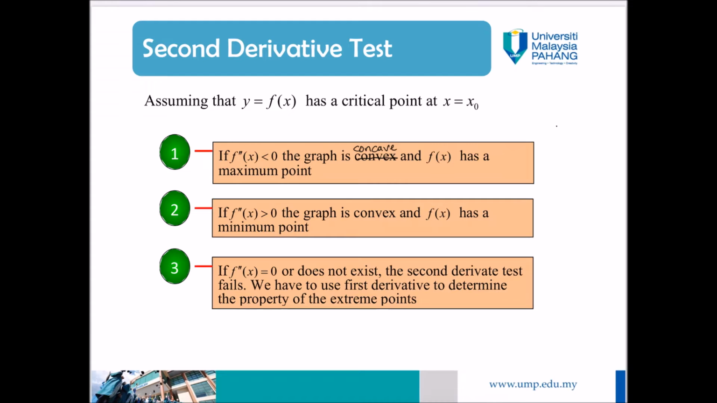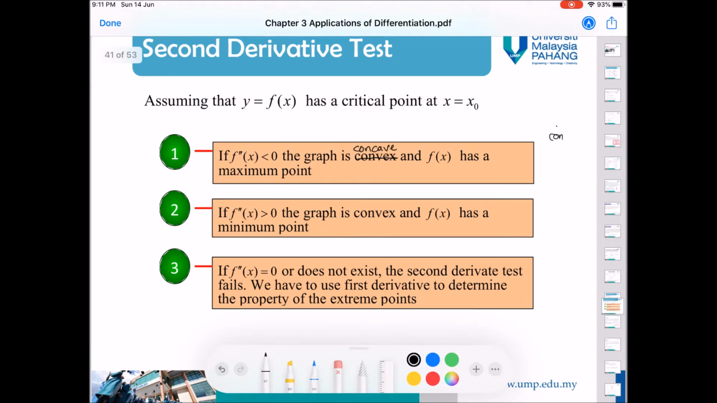Okay, the first one, if your f double prime x is less than 0, meaning you have a negative value, then the graph is concave, and f(x) has a maximum point. Okay, concave means your graph is facing downward.